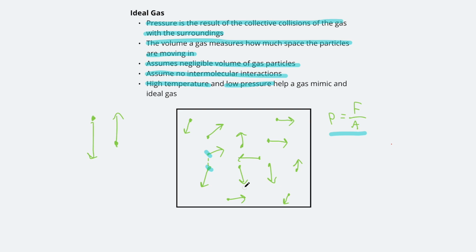And what that gives us is a very large volume that the gas particles are moving in, and then the volume that the gas particles themselves are taking up is very, very small relative to the total volume that they're moving in, and that helps to mimic a negligible volume of those gas particles. So that mimics the first assumption that we went over.